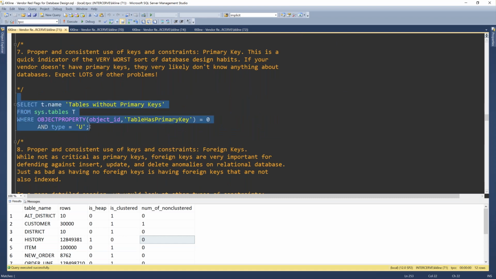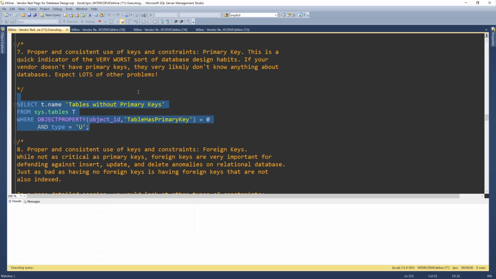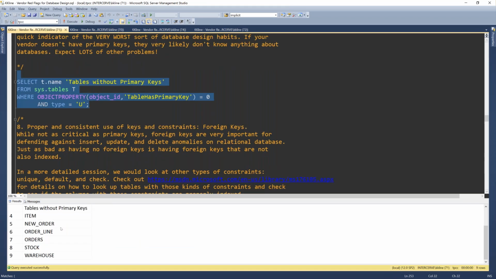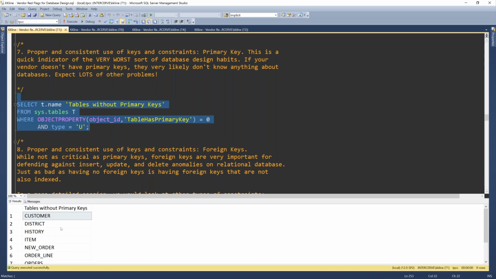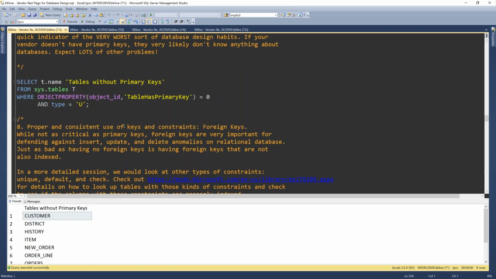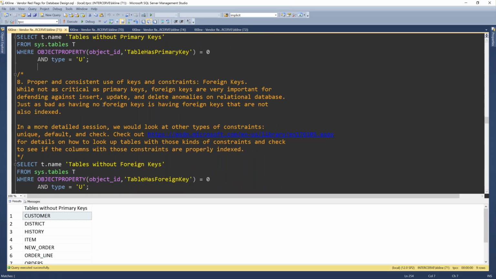Just to get a list of tables that don't have primary keys. Again, this is your unique identifier for each record in the table. And look at this, every table in here does not have a primary key. Okay, so now I know I've got a piece of junk when it comes to the database design here.